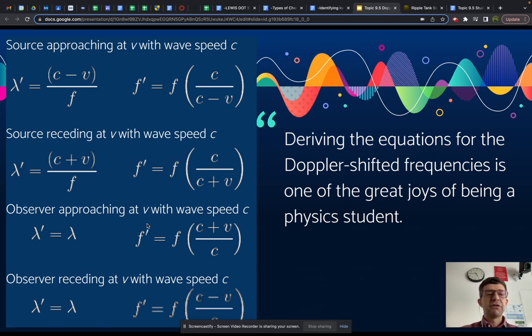When we look at the observer moving, one thing we see is that the change in wavelength doesn't exist. We saw that with the ripple tank. The wavelength is the same, it's just the observed frequency that's different. And we see a similar pattern with the changes in frequency. Observer approaching has one sign, and the observer receding has the opposite sign. Later on, we'll look at an equation that draws all of these together into a single expression and helps explain how those signs can be remembered, because unfortunately there are a lot of different possibilities here.